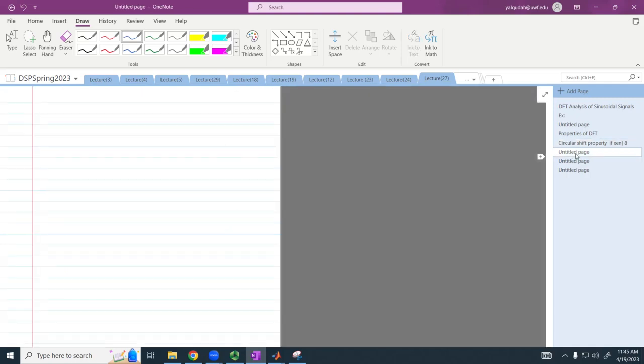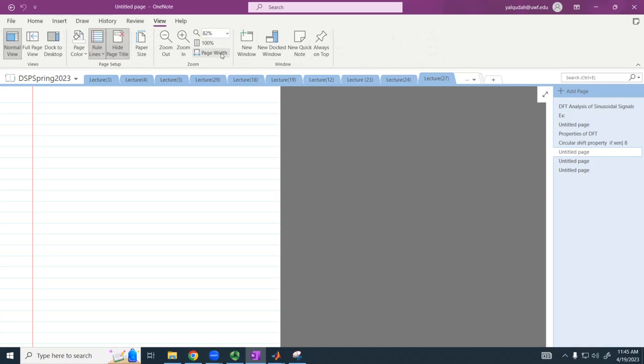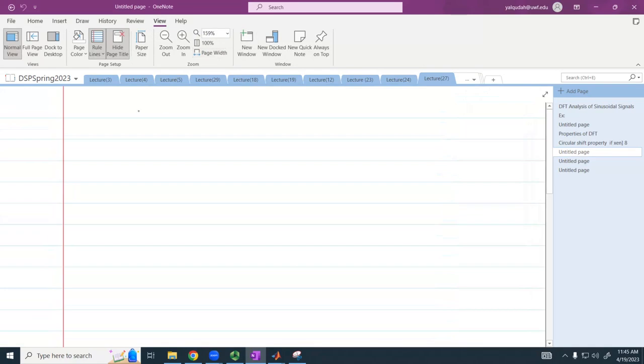Okay, so let's do an example on the calculation of the convolution. Let's say we have a signal x1 of n, which is defined as the following. It is a 1, a 2, a 3, and a 4, at indices 0, 1, 2, and 3.